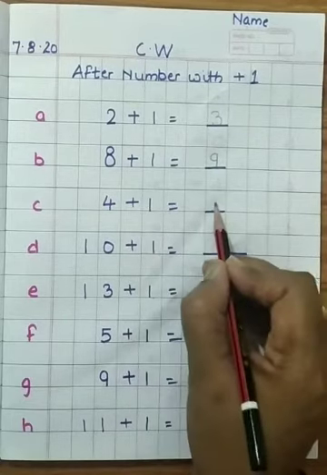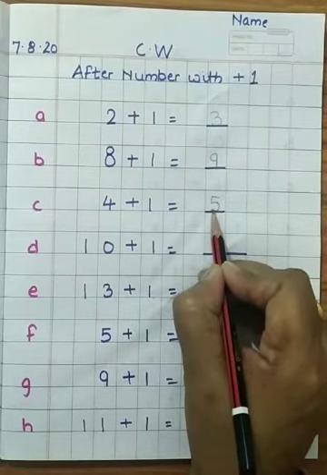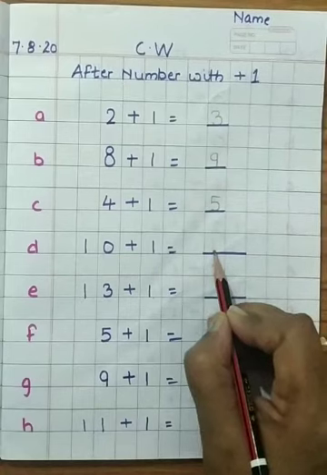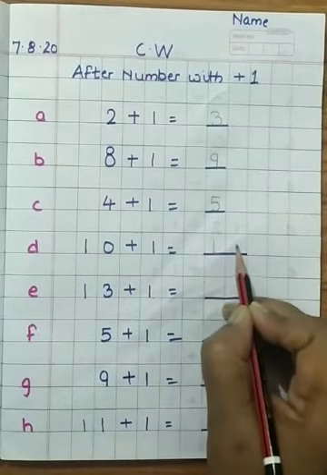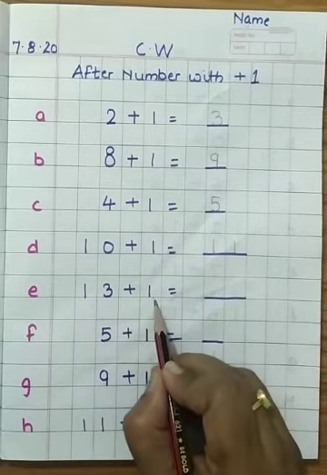Now 4 and 1 more. Then what will be the after number? 4 ke baad kya aayega? Yes, number 5. 10 and 1 more. So children, tell me what will be the next number? What will come after 10? 11.